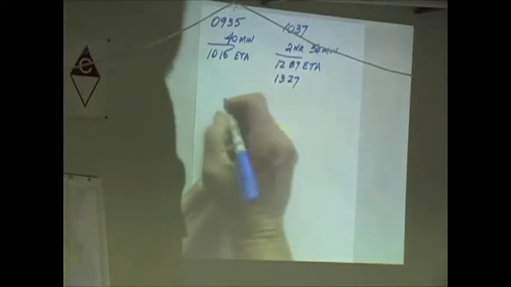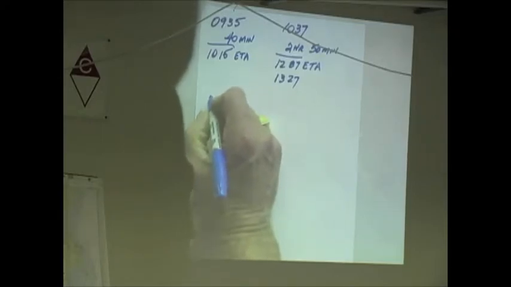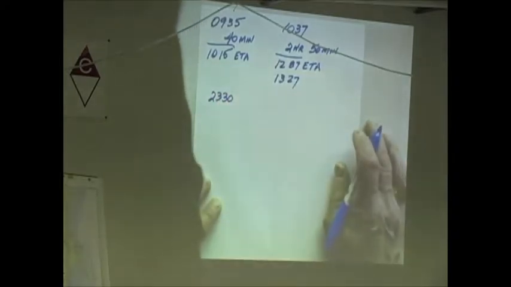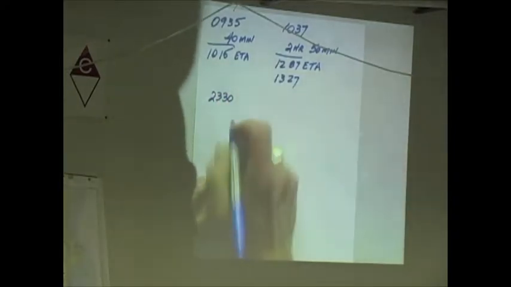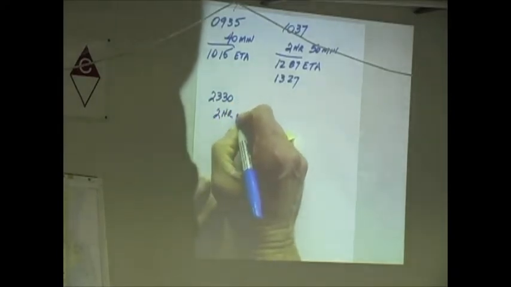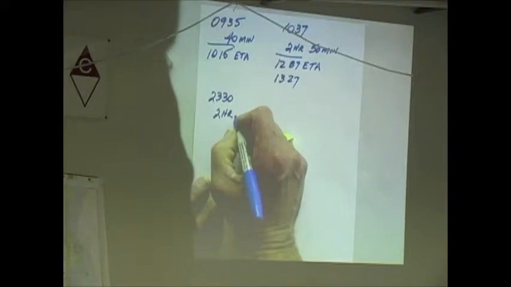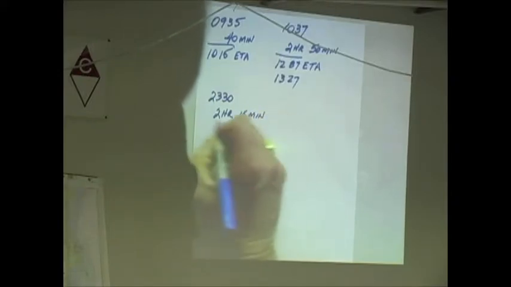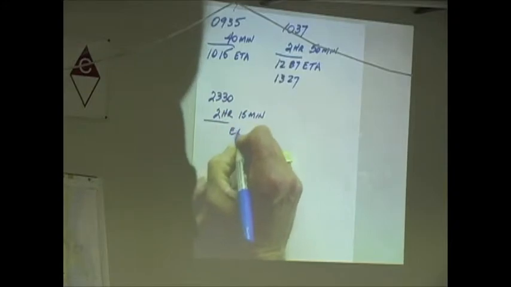Let's go. We're going to start. We're one of these sailors that likes to sail at night. We're going to leave at 23:30, which obviously is almost midnight. And we're going to run 2 hours and 15 minutes. What's our ETA?